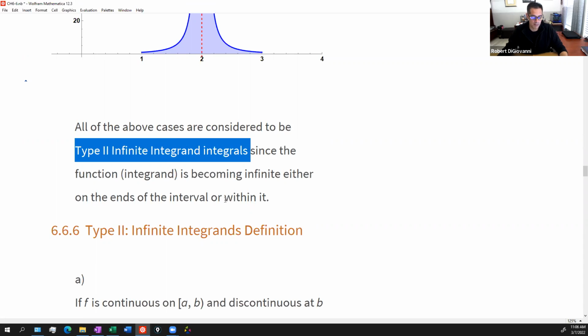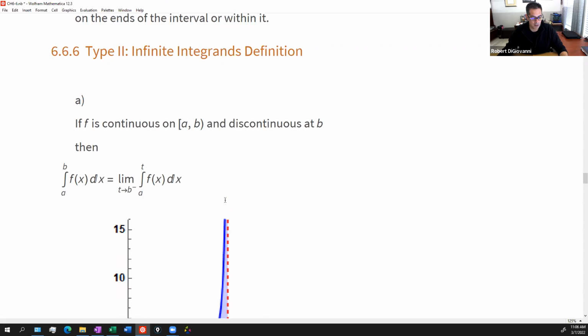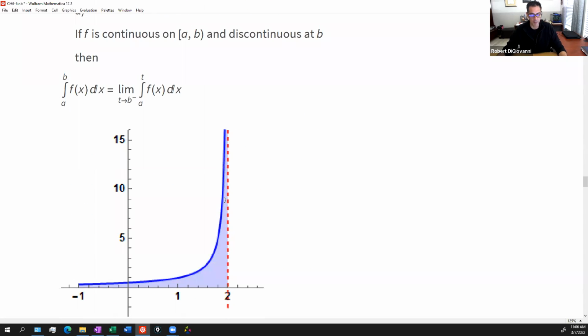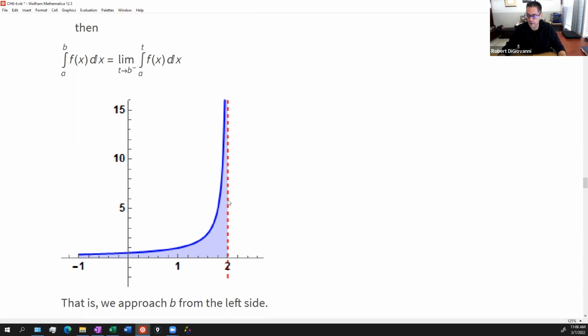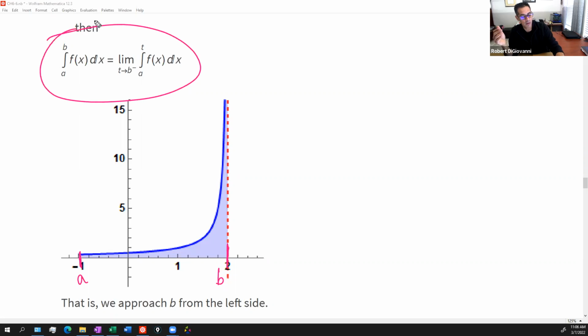So let's take a look at the very first type where we would have, let's say, a problem at the right endpoint. Okay, so let's say we were having a problem where at A we were fine, but at B our function is undefined. What we would do to do that integral is this, and this should look very familiar to you. B is where we have the problem, right?